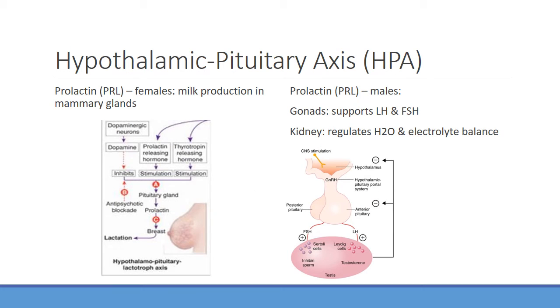So again, you'll have prolactin, which is going to be stimulatory for expressing milk. You also have a prolactin inhibiting hormone, which can also block some of these effects as well. Prolactin in males is still somewhat useful. It helps to support the effects of luteinizing hormone and follicle stimulating hormone, which we mentioned in a few slides, as being kind of stimulatory on the gonads. And it also can have some effects on regulating water balance and electrolyte balance. So you can end up seeing kind of holding on to a little bit too much fluid if you have kind of high prolactin levels.